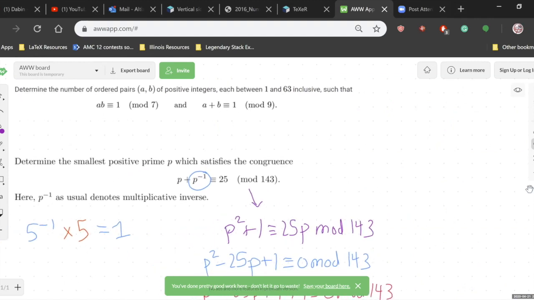Determine the number of ordered pairs A, B of positive integers, each between 1 and 63, inclusive, such that AB is congruent to 1 mod 7 and A plus B is congruent to 1 mod 9. So you have your left congruence, which is mod 7, and your right congruence, which is mod 9.